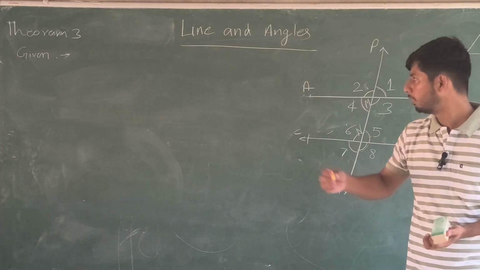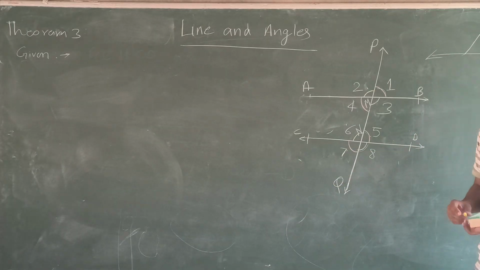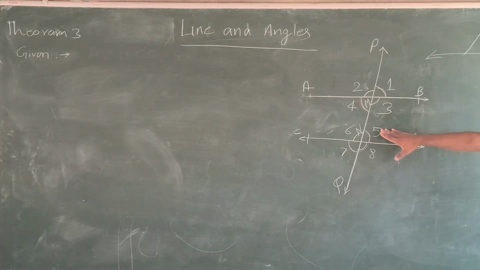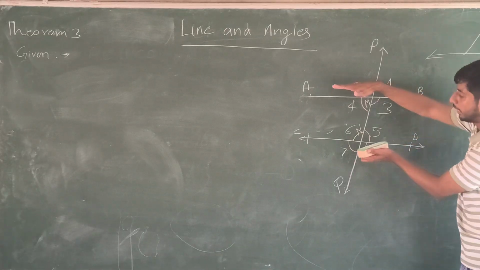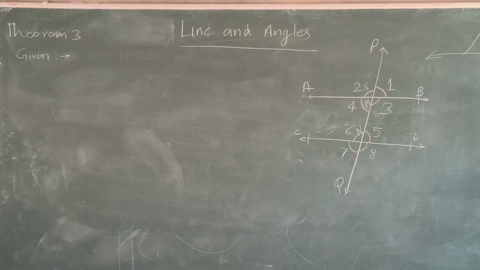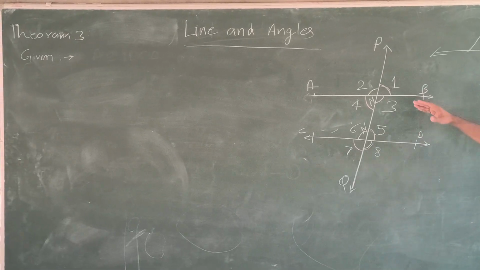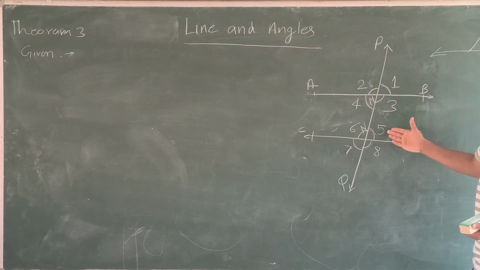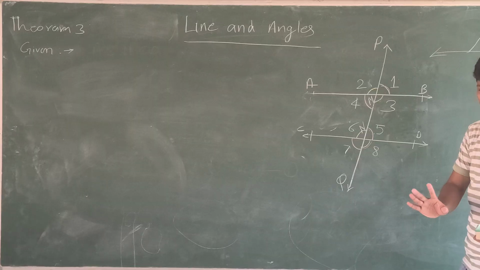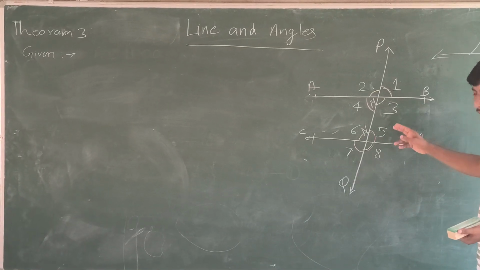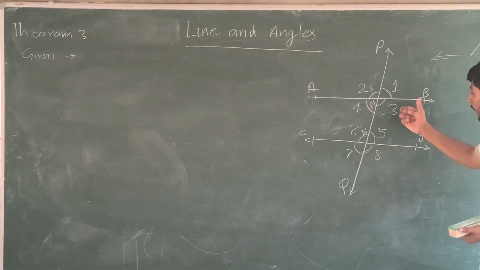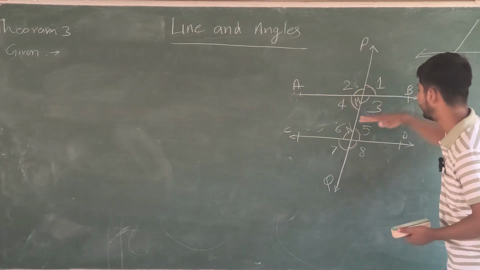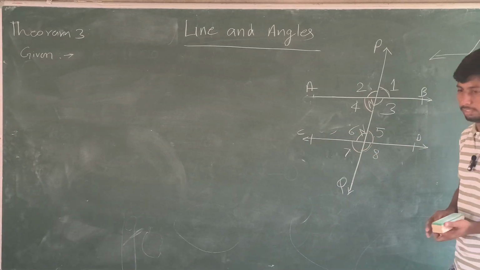Now the fourth theorem is just the converse of theorem 3. It means that here it is already given that angle 3 plus angle 5 is equal to 180 degrees. Then we have to prove that these two lines are parallel. Understood? In the third theorem we had to prove that angle 3 plus angle 5 is equal to 180 degrees. Here it is already given, and we have to prove that line AB is parallel to line CD.